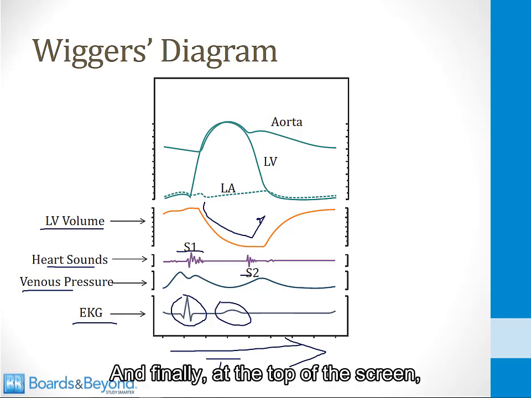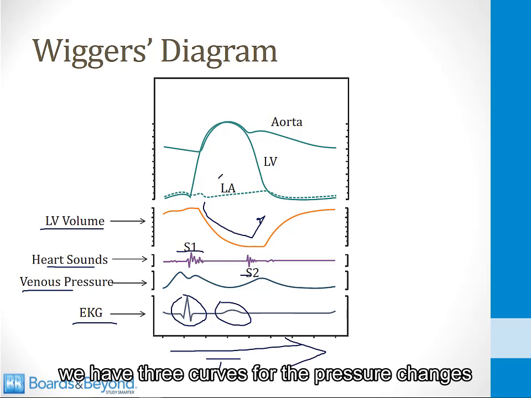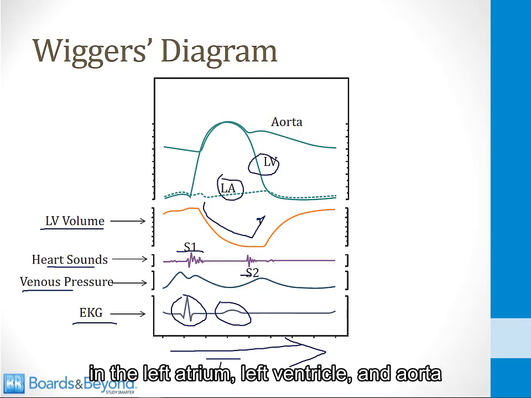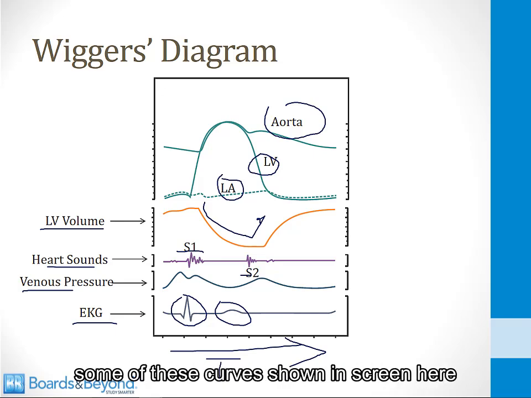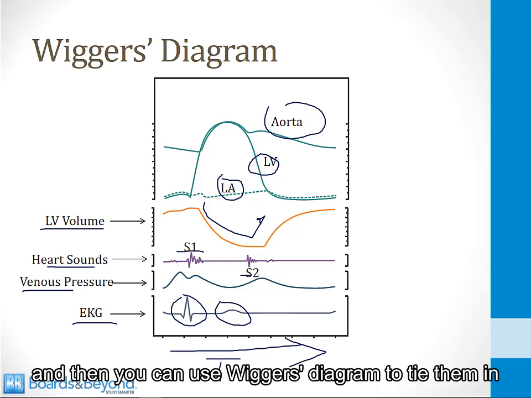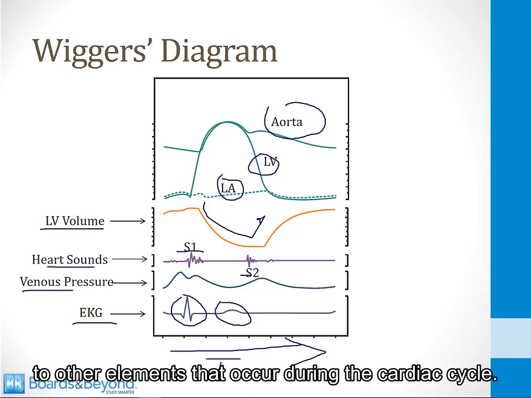And finally, at the top of the screen, we have three curves for the pressure changes in the left atrium, left ventricle, and aorta over the course of the cardiac cycle. So in this video, I'm going to go through some of these curves shown on the screen here, and then you can use Wiggers Diagram to tie them in to other elements that occur during the cardiac cycle.